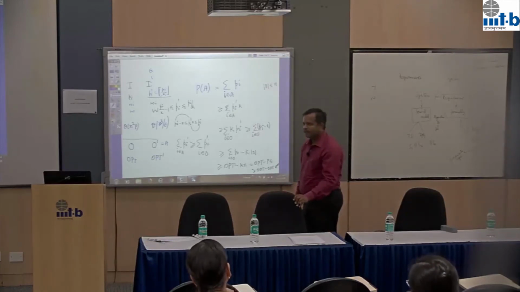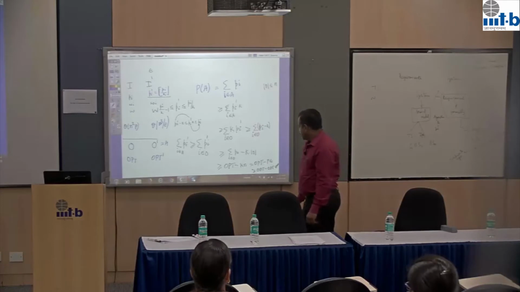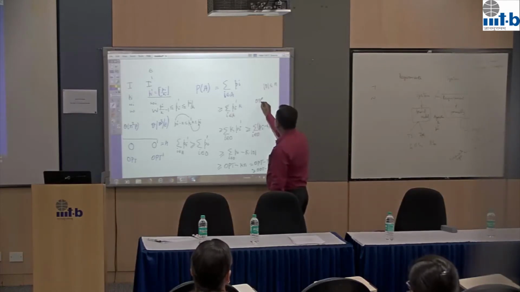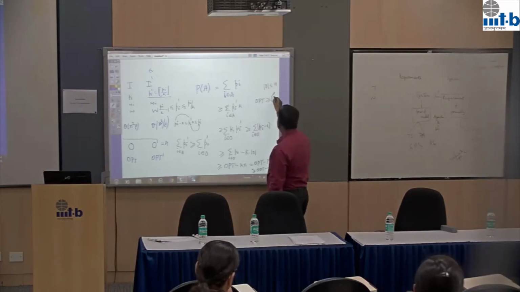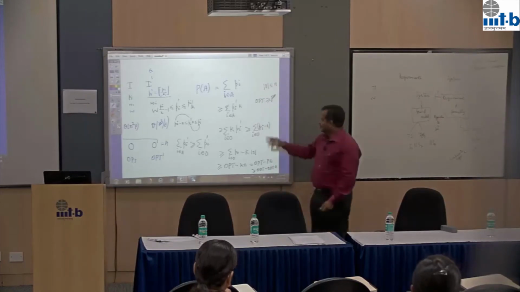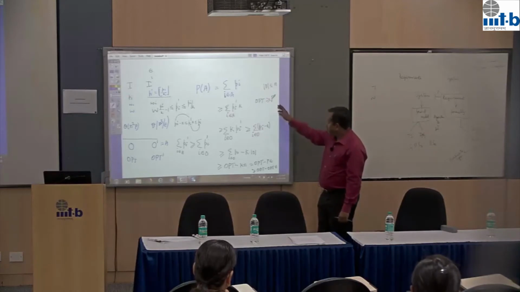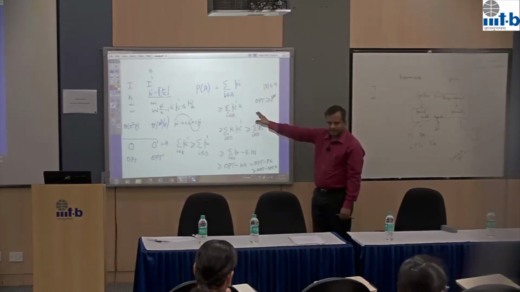Why is that? The optimum is greater than or equal to P. That's what I am using here. So minus P will be smaller than, so minus P in that case will be greater than or equal to minus optimum.